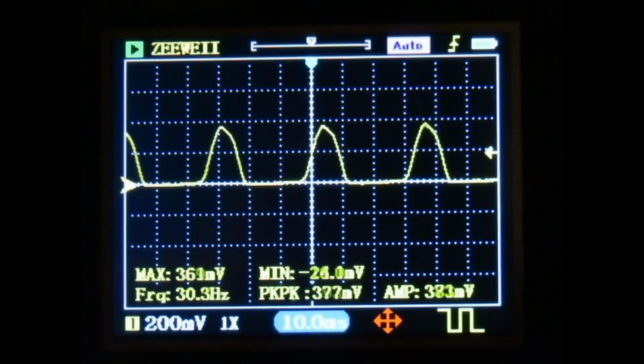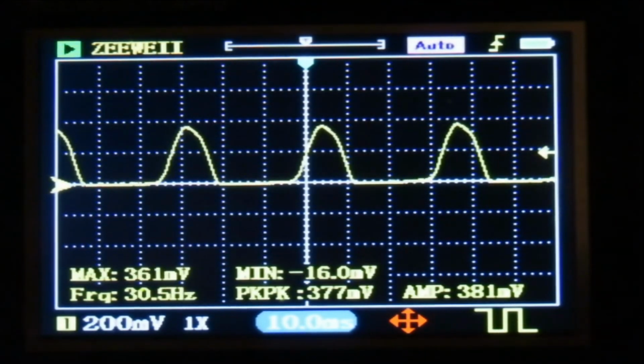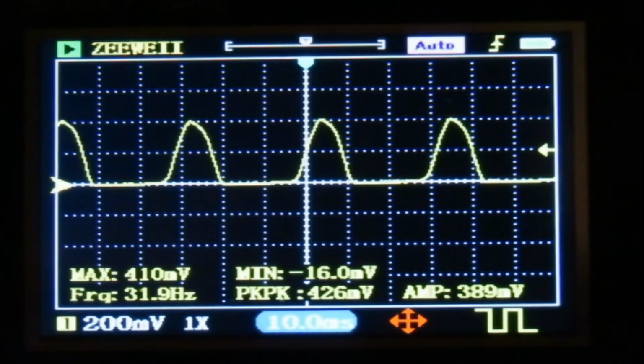Important point: just because the current is fluctuating does not mean it's AC. What you're seeing here is pulsating DC. It's all in the positive direction. It never changes direction, only intensity or value or magnitude.